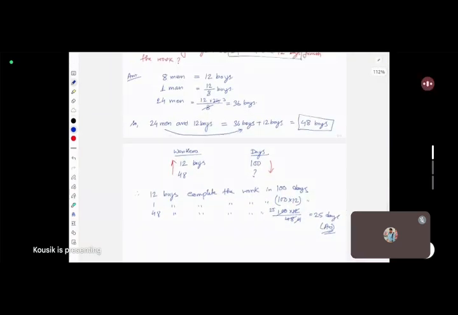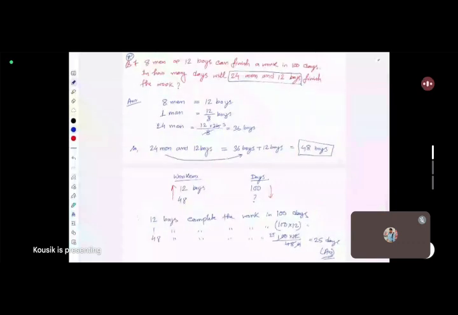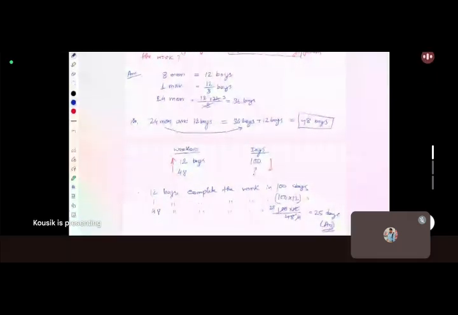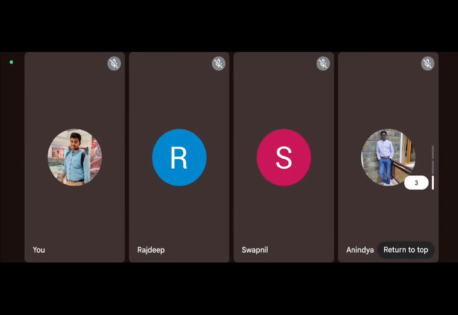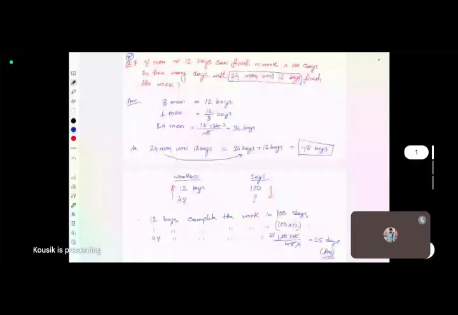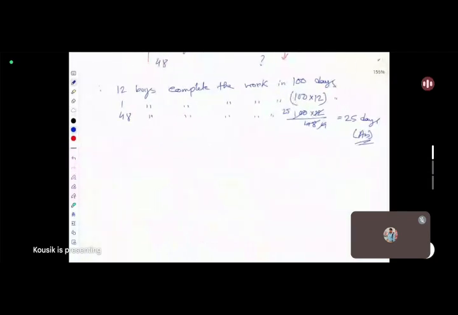Is it clear? Copy done, everyone? Okay. Now we go to the next topic in the unitary method. Time and distance.